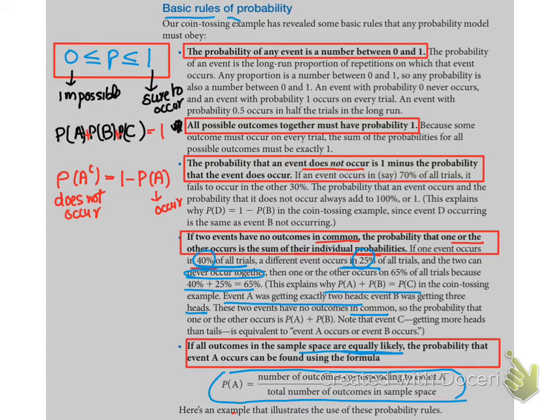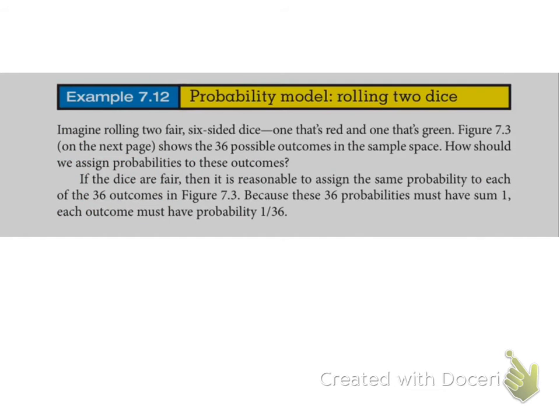All right, so let's see what it means. We can talk about that with a probability model of rolling two dice. So imagine we have two fair six-sided dice, and it's shown in the next page. If the dice are fair, we roll them and check how many possibilities there are. We see there are 36 possibilities, and the sum has to be 1, and each outcome must have the probability 1 over 36 because they're going to be equally likely.